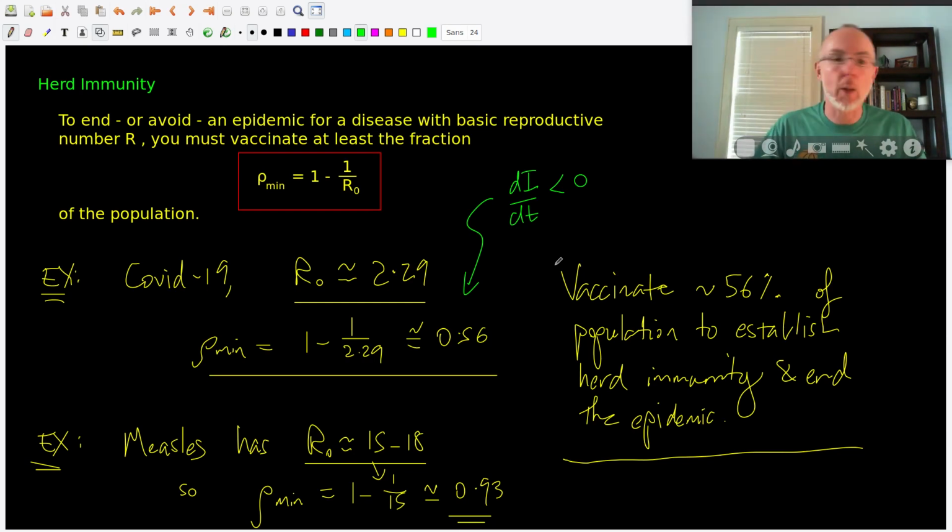So hopefully this has given you an idea of how we can use these SIR models to sort of understand the beginning, the end, the sort of maximum of our diseases, and get an idea about how herd immunity mathematically comes about.